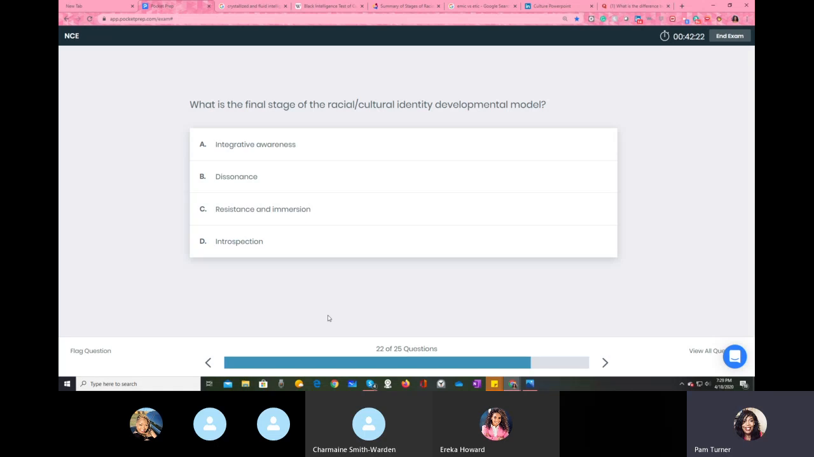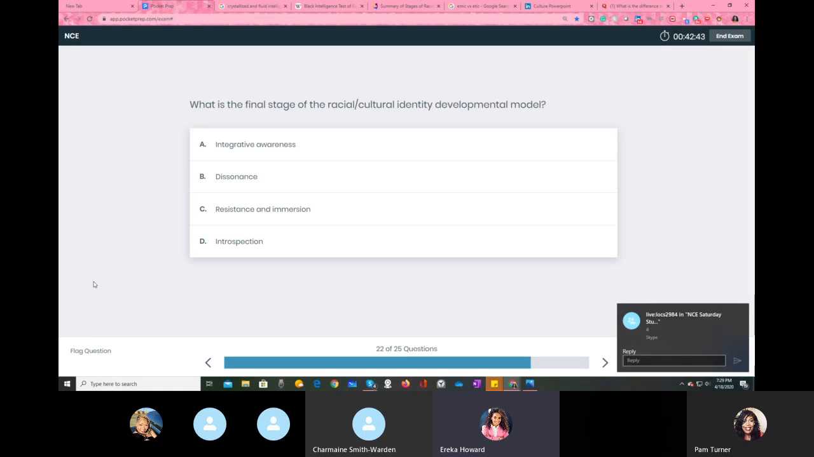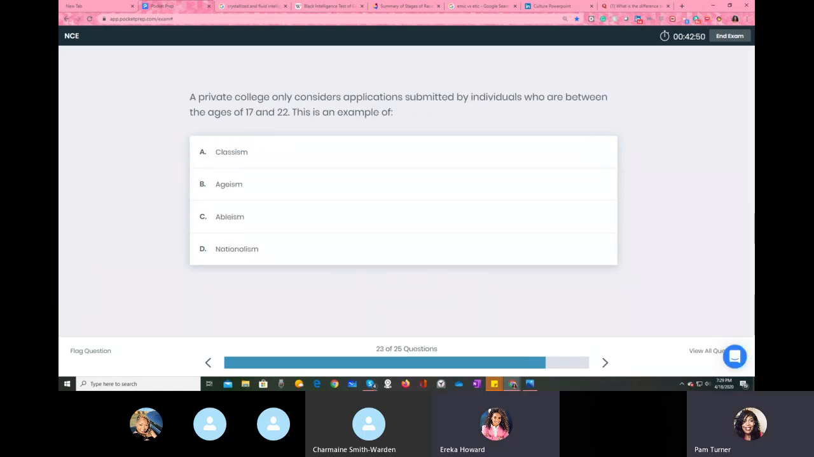Okay, which is the final stage of the racial cultural identity development model? The final stage. Yeah, yes. There you go. A? It is A. It is A.